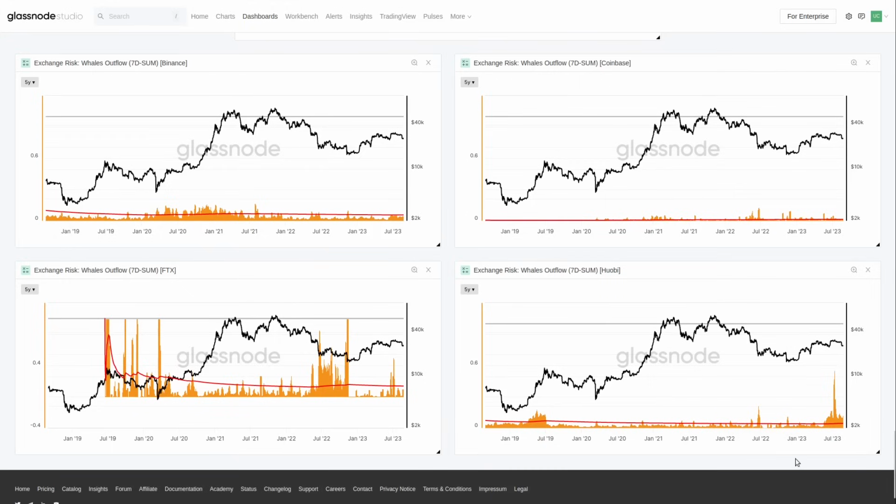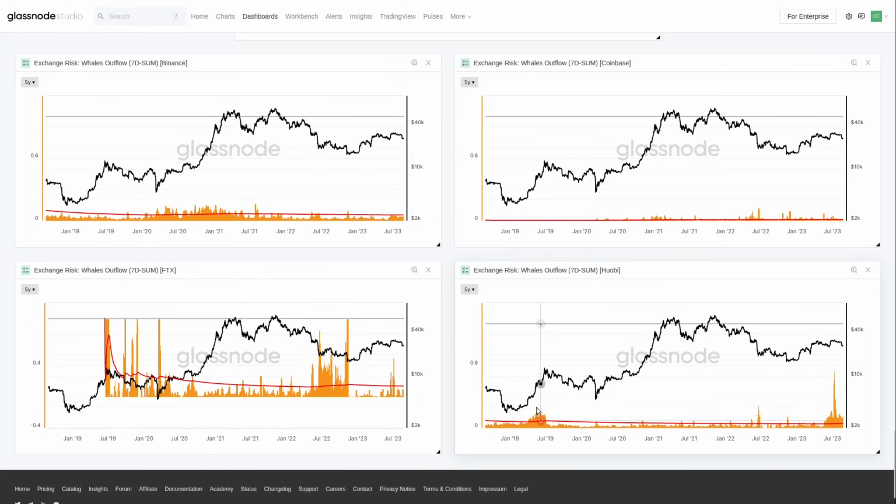And lastly, just to close out, looking at Huobi, we can see that over recent months, we have seen a notable uptick in terms of whale outflow volumes. It is clearly a break from what we've seen since mid-2019. It is not unheard of. We have seen this level before. However, it is just one to be aware of.